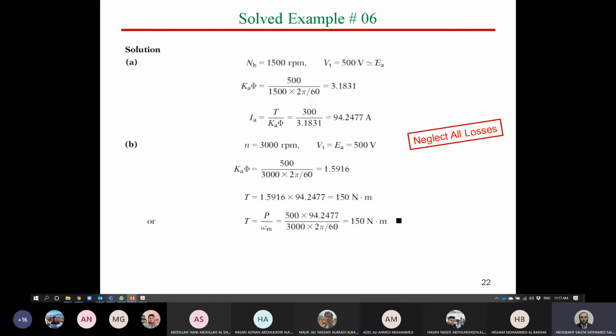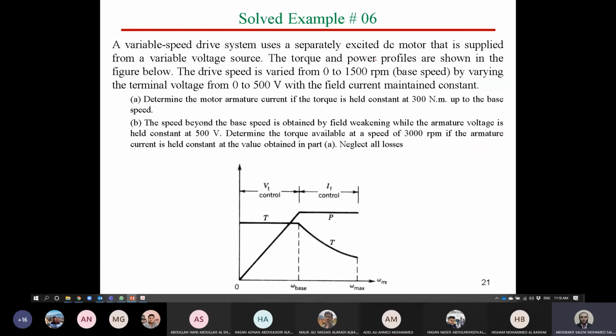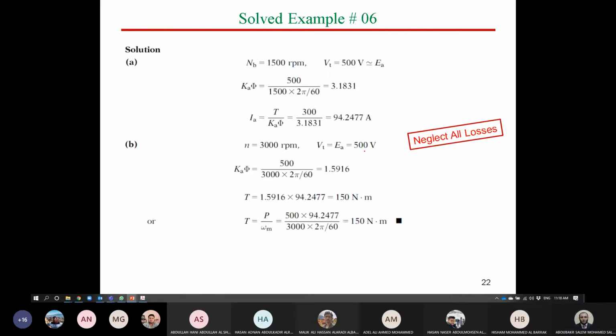Why? Because this is considered as the no load speed. And even here in the problem, at the last part, it's stated: neglect all losses. Neglecting all losses means we may neglect the value of RA in our calculations. So we can consider EMF equals the terminal voltage, by neglecting the voltage drop across the resistance.